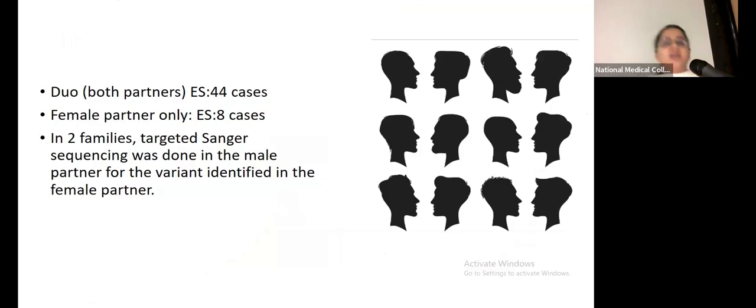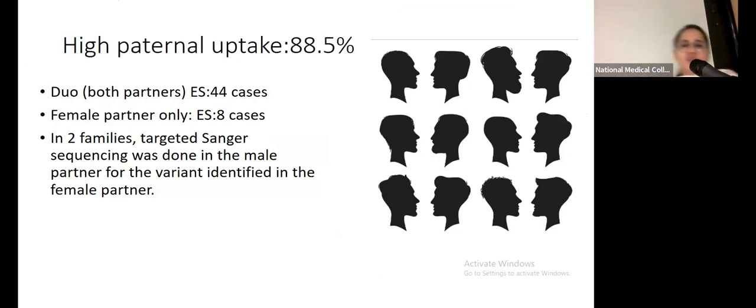In our case series of 52 cases, 44 underwent exome sequencing with both parents, but in 8 cases only the mother underwent exome sequencing. In 2 families, based upon the result of the exome sequencing we obtained in the mother, the sequencing for the same variant was done in the father.